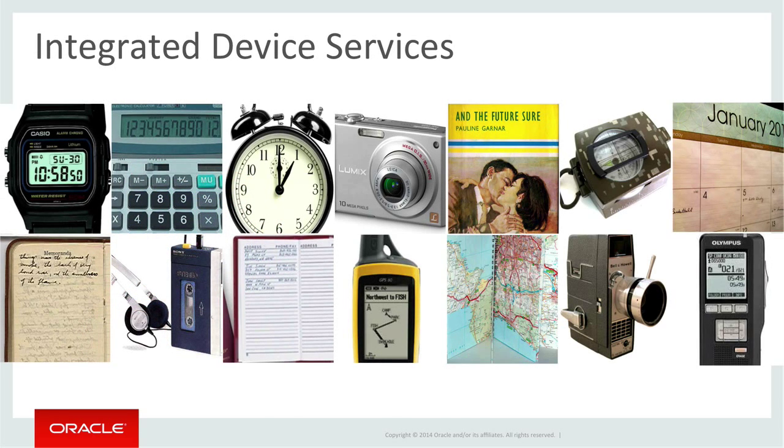If we think about a smartphone, it's integrated with features and applications like a clock, stopwatch, camera, the ability to read books and manuals, a compass, an accelerometer, access to a calendar, diary, music, an address book, a GPS, maps, a video camera, and a dictaphone. All of these can be leveraged in building a compelling mobile application.